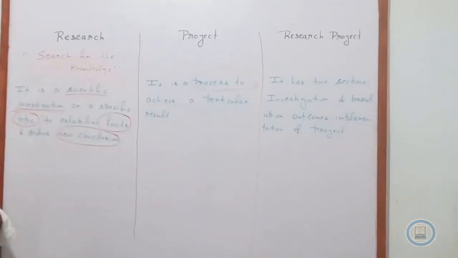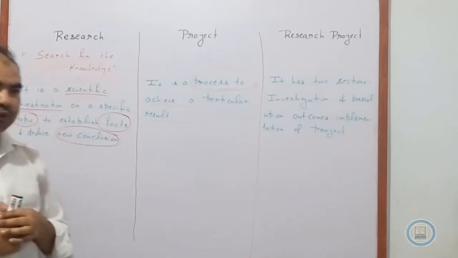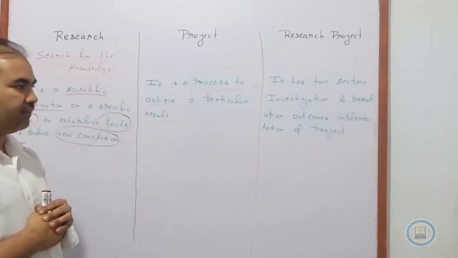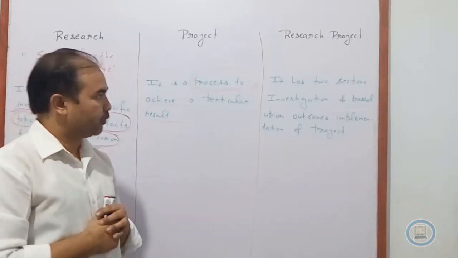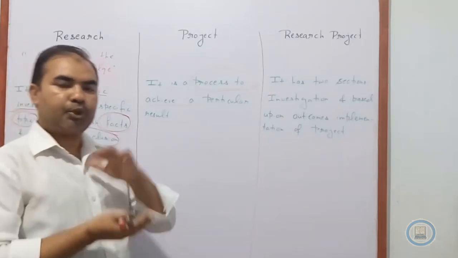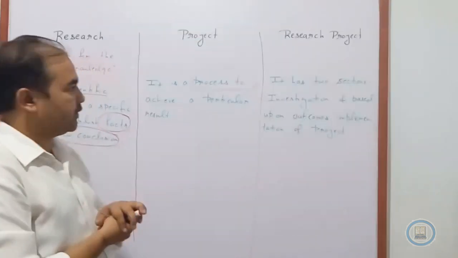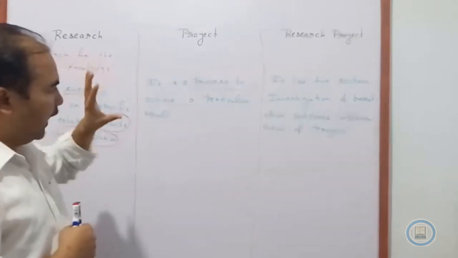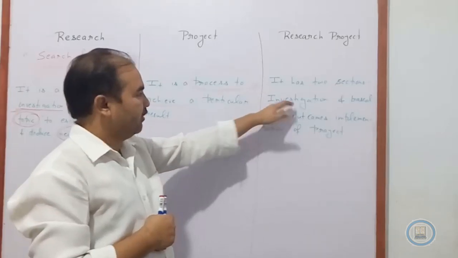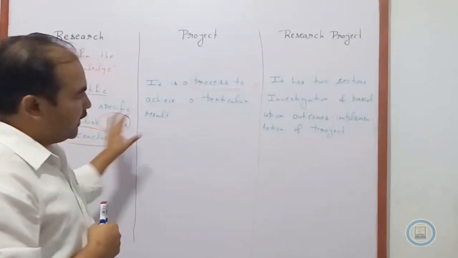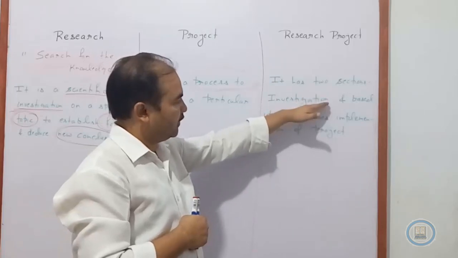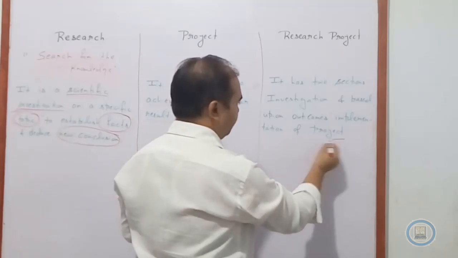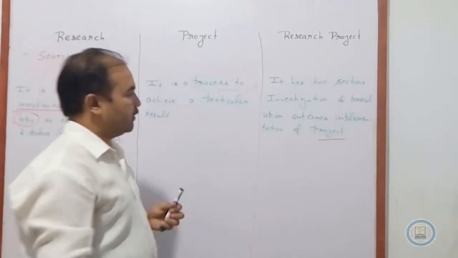But the third term, which is a broader term, is research project. Most of the time in our proposal we are writing research project. Its meaning is that when we are writing the research proposal or research project, this project or this proposal has two sections. One is the investigation, that is, we need to go for the scientific investigation, and from this investigation we will generate some conclusions and facts. Based upon those outcomes, we will try to implement them in the project. That is, two sections are inside the research project.